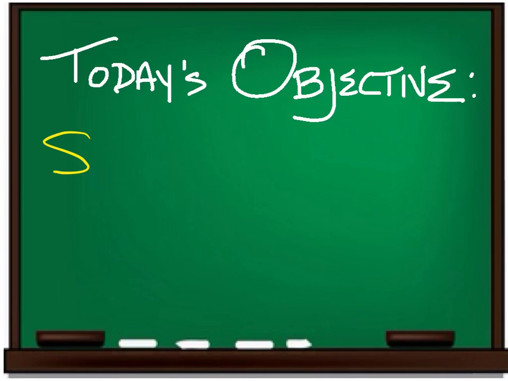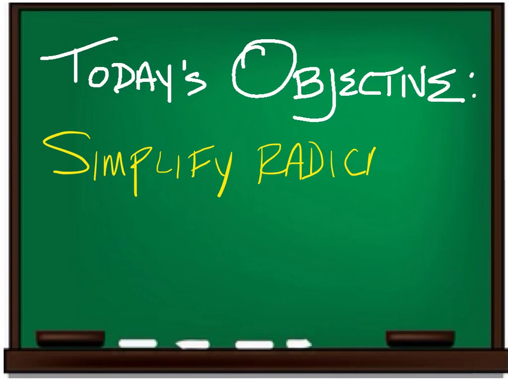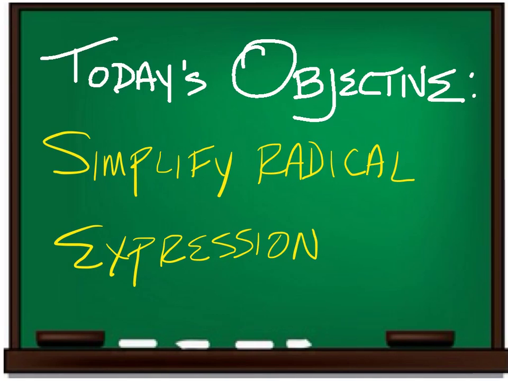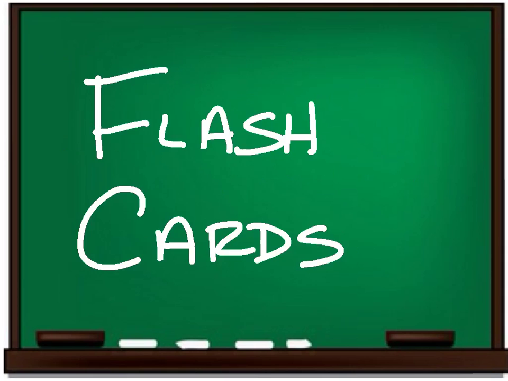Today's objective is to simplify radical expressions. You will have a test tomorrow. It will be multiple choice, 20 questions, and 5 extra credit. Flashcard, say the answer out loud when you know it.